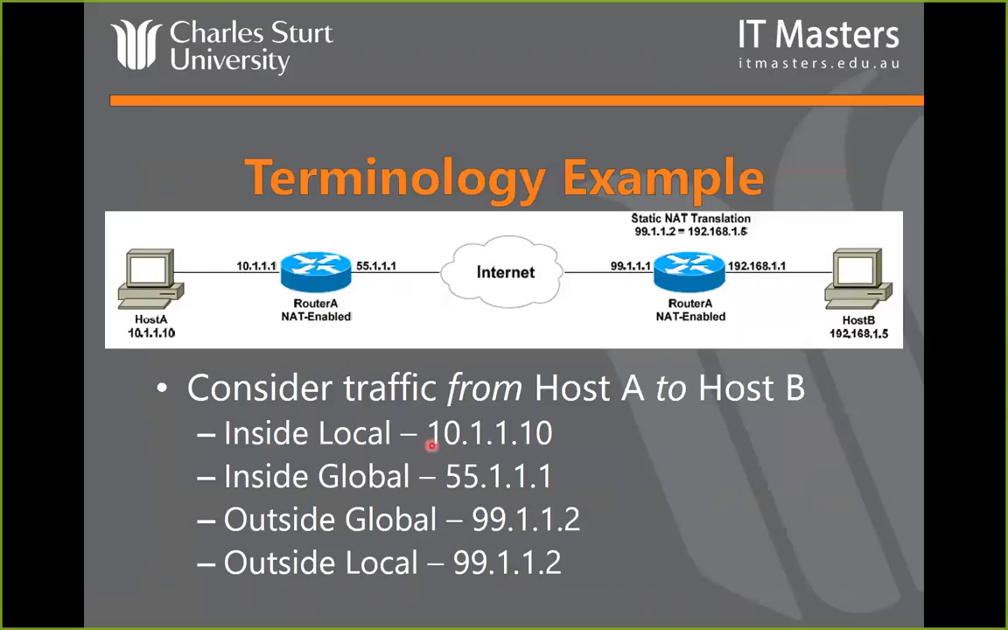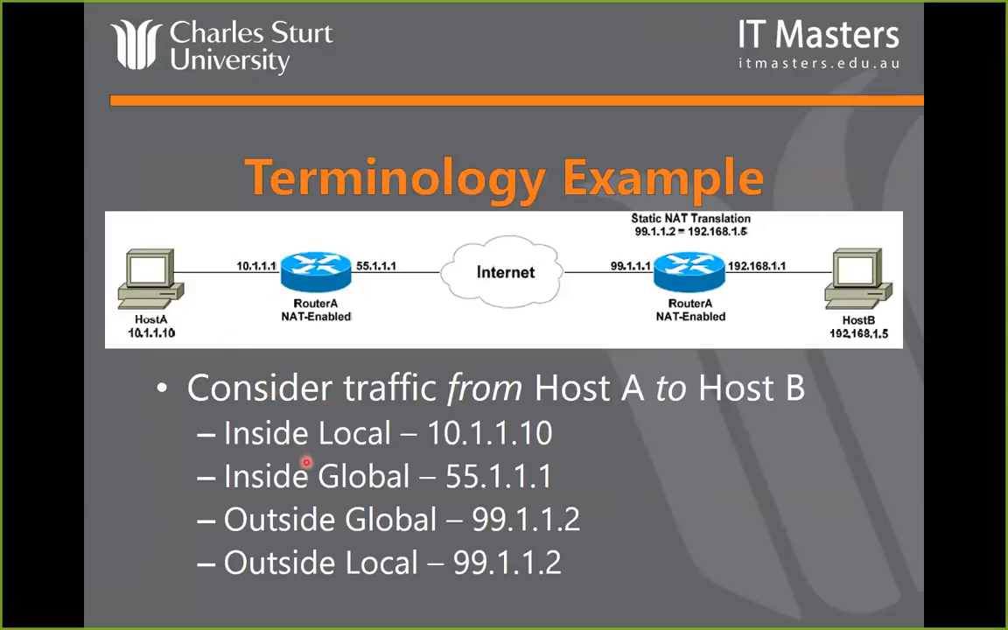So the inside local address of host A is 10.1.1.10 because that is its statically assigned IP address. The inside global, if you remember, is the IP address of the inside host that the global network sees. In this case, global is anything to the right of router A. So because we're doing NAT overload to 55.1.1.1, that becomes the inside global for host A.